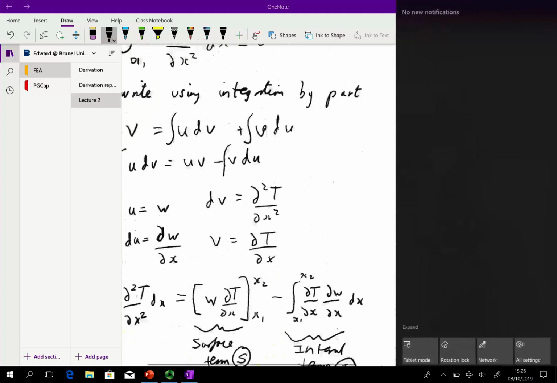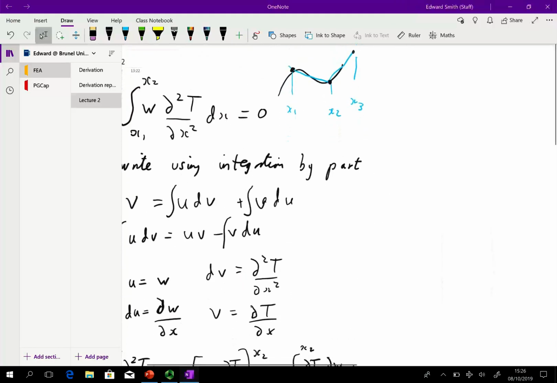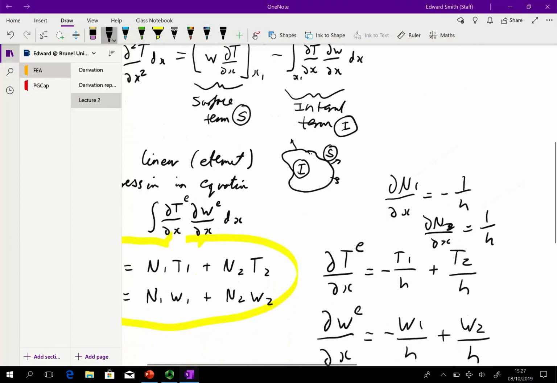So you can think of this essentially as giving us, for this expression here, dT/dx at x3, if you like, and the weighting function at x3. So it's just saying we're going to take those values at those points that are the intersection of the two finite elements.